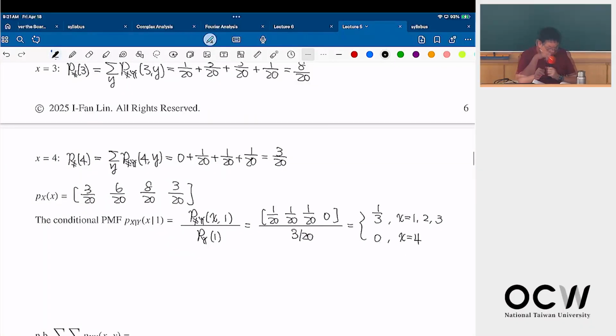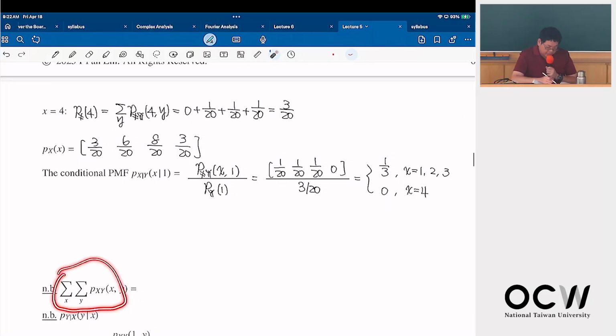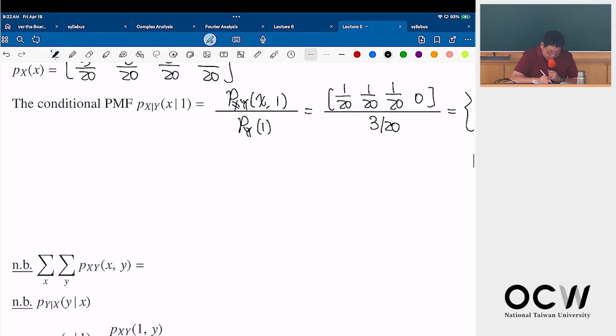So here's a note. If you do the summation over y and x of the joint PMF overall, it should be 1. That's also the property of your PMF.